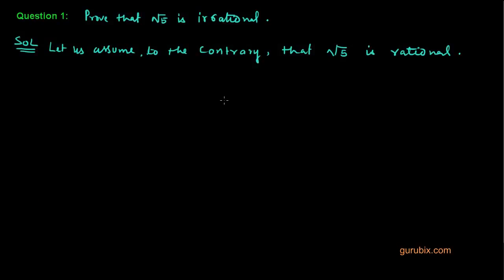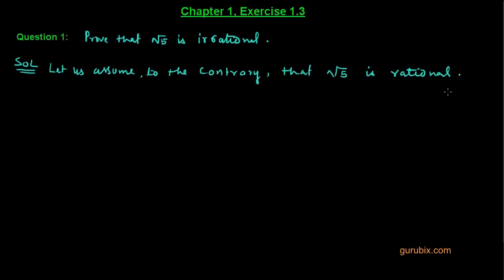Here is a very important question once again. Question number 1 of exercise 1.3 of chapter 1. It says prove that root 5 is an irrational number. So let us see how to solve this question.